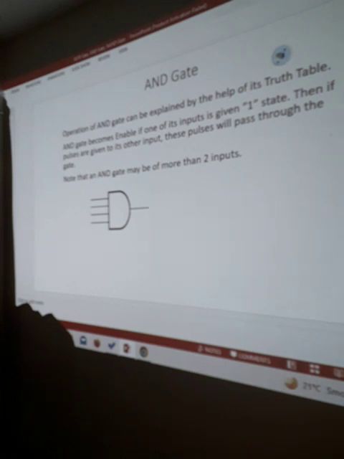In this symbol, we have AND gate of 4 inputs and 1 output, and similarly we can write its Boolean expression as Q is equal to A dot B dot C dot D, and in this way it is also made enabled when 3 inputs are given one state, and the fourth input is used to apply the pulses, then these pulses will pass through the gate.